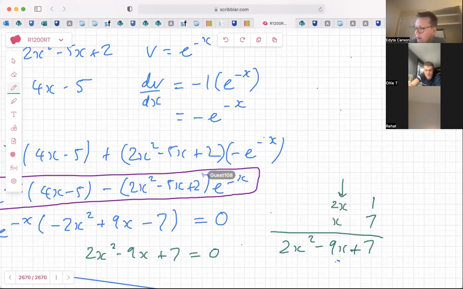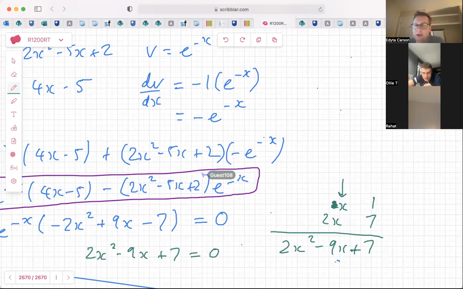Okay, so the left-hand side is fine. It's going to give 2x squared. Right-hand side is fine, it's going to give +7. Does that combination give -9x? No, it should be the other way around. Exactly. So it's going to be x and 2x. So we'll just quickly swap them around.